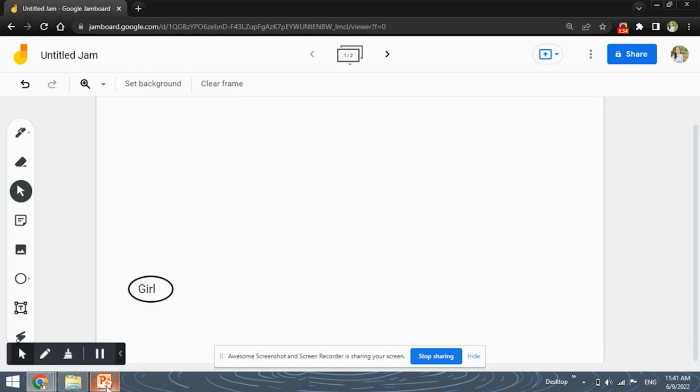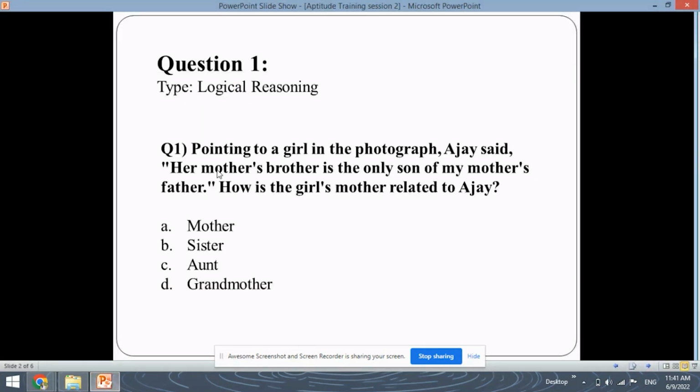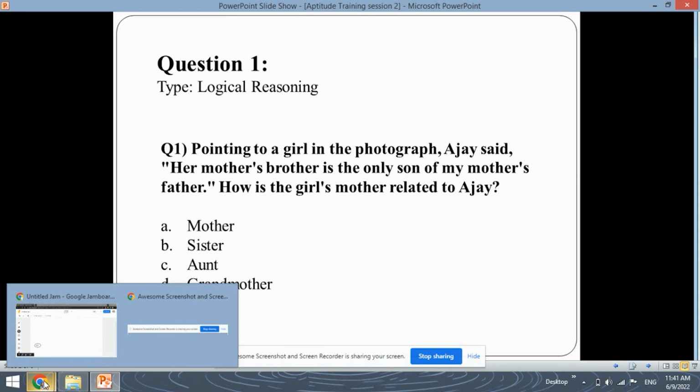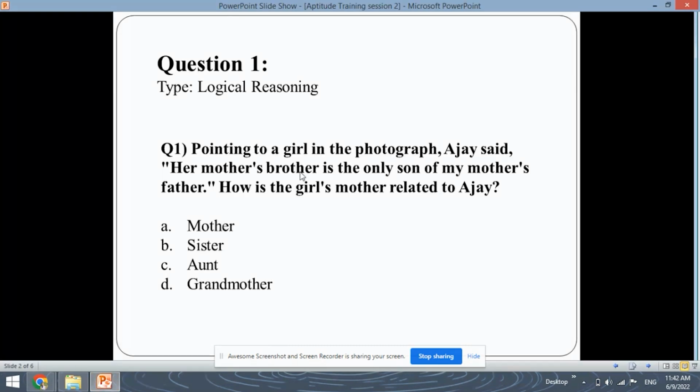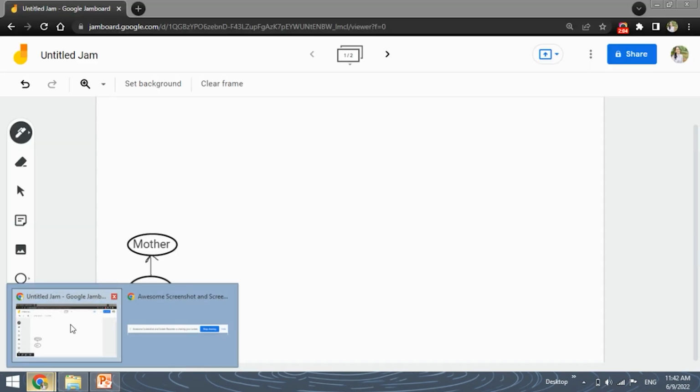Okay, and now next, it is said that her mother's brother. So first we need to draw her mother. We will break the sentence into small parts and then draw those parts in this graph. So girl's mother, we will draw her mother. Mother. Next we have her mother's brother. So we need to draw her mother's brother.